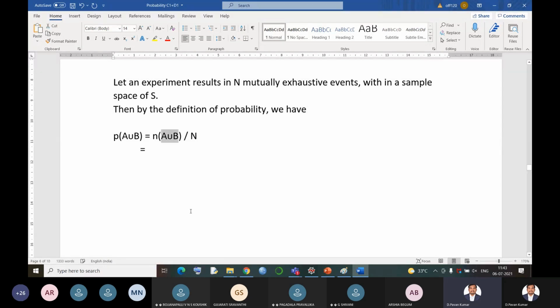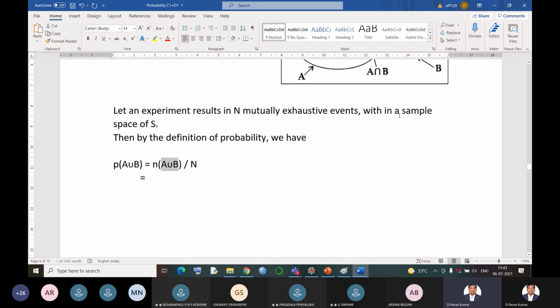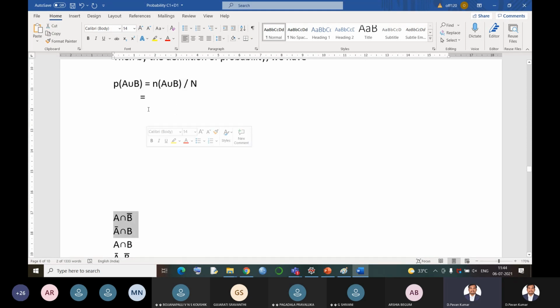Now, what do you mean by A union B? See here, A intersection B means this common part, but A union B means complete two circles, two elliptical shapes over here. How many parts do we have here? First part, second part, and third part. That means I need to add three of them, right? So now, N of A union B is nothing but, I'll use this formula for us.